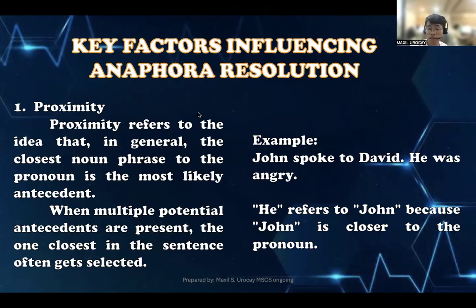In sentences with multiple nouns, the pronoun usually refers to the nearest one. So, for example, John spoke to David. He was angry. The pronoun "he" most likely refers to John because John is closer to "he" than David. Hopefully you were able to understand that.